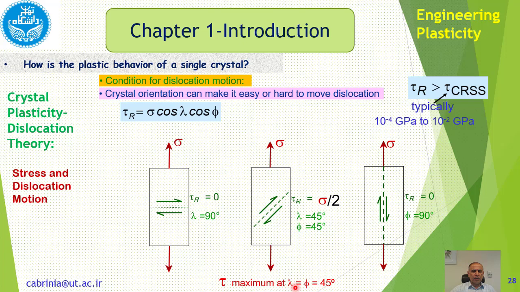Tau max happens at lambda equal to phi equal to 45 degrees. Of course, phi and lambda are independent of each other, and both of them could become 45. Due to this equation, cos lambda cos phi, we must have 45 degrees in order to have the maximum value for tau r. Otherwise, it would be less.